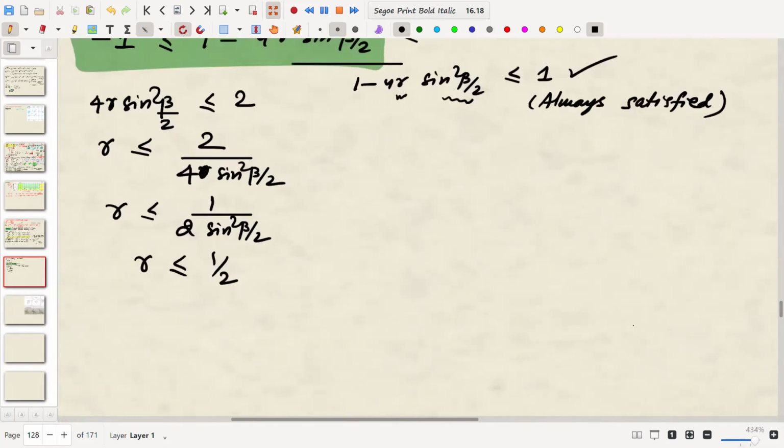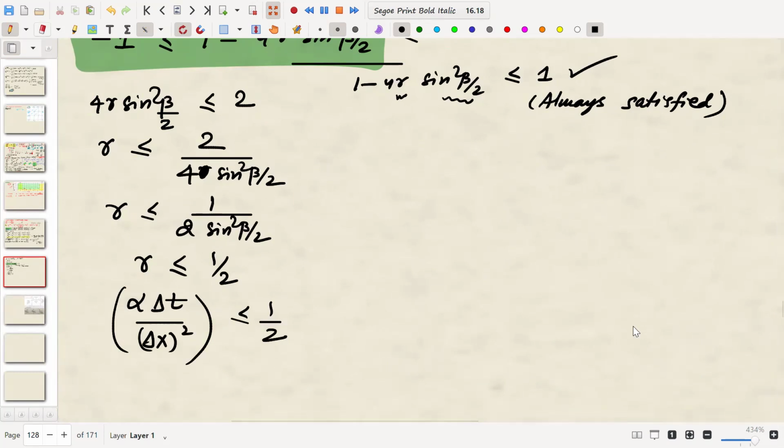So what is R basically? We have taken R, you remember, as alpha delta t by delta x squared, which is less than or equal to 1 by 2. So this is the condition. If this condition is satisfied, your method will be stable. Else your method is not stable.